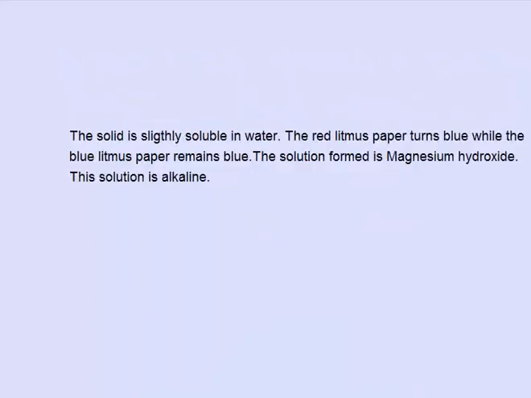The solid is slightly soluble in water. The red litmus paper turns blue, while the blue litmus paper remains blue. The solution formed is magnesium hydroxide. This solution is alkaline.